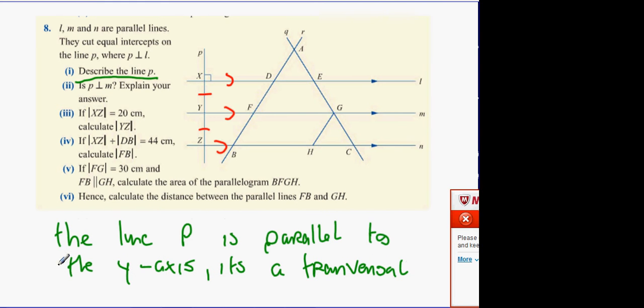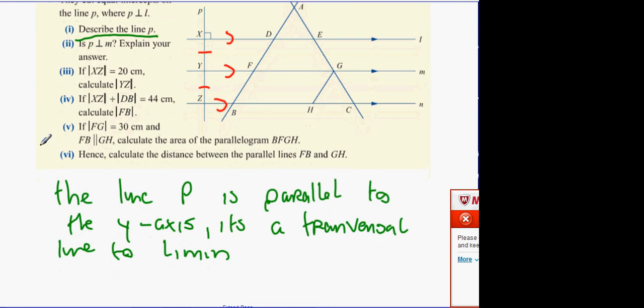Do you know what I mean by transversal line? It's a line that goes through all three lines L, M and N. Okay guys, is P perpendicular to M? Explain your answer.